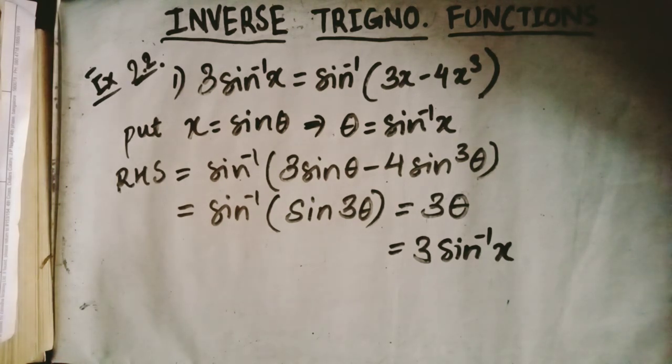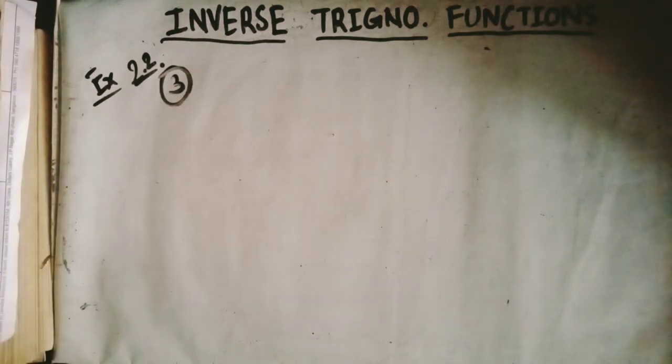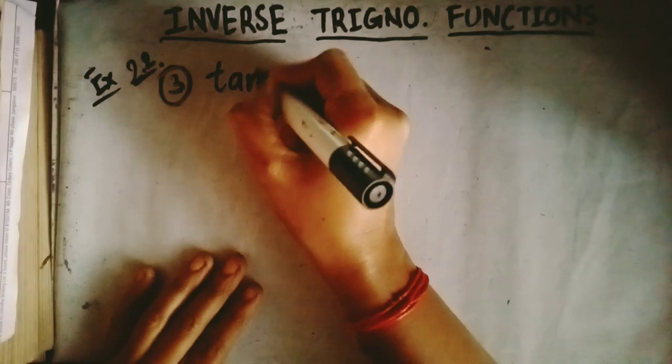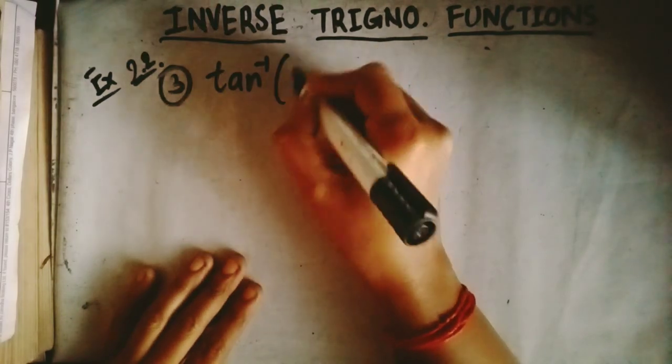Similarly, it is for the second question. There you have to take cos 3 theta, that is cos 3x. You have to use the trigonometric identity of 11th standard.